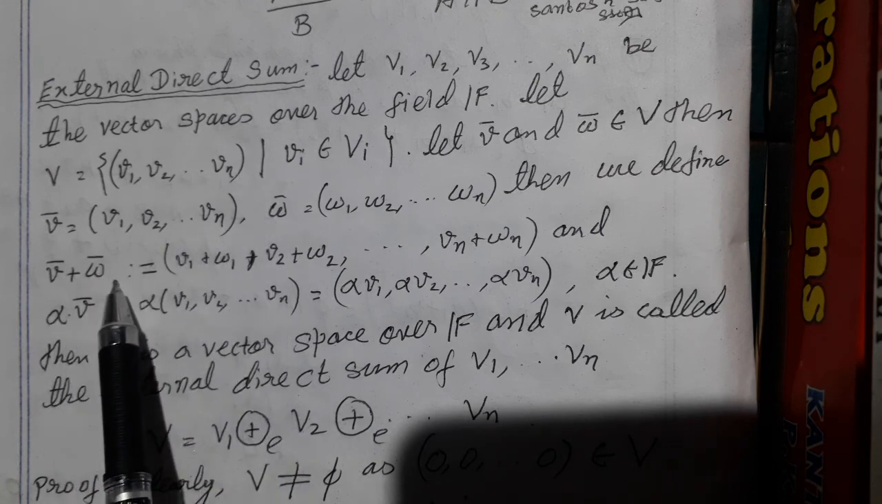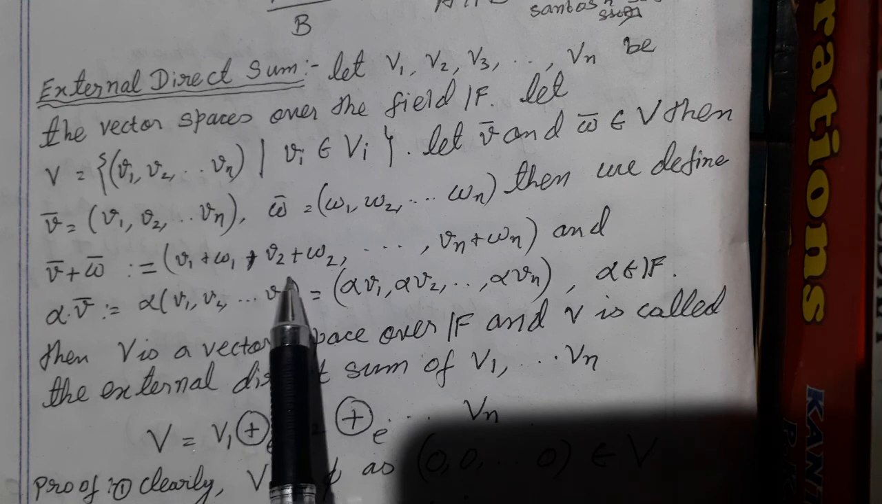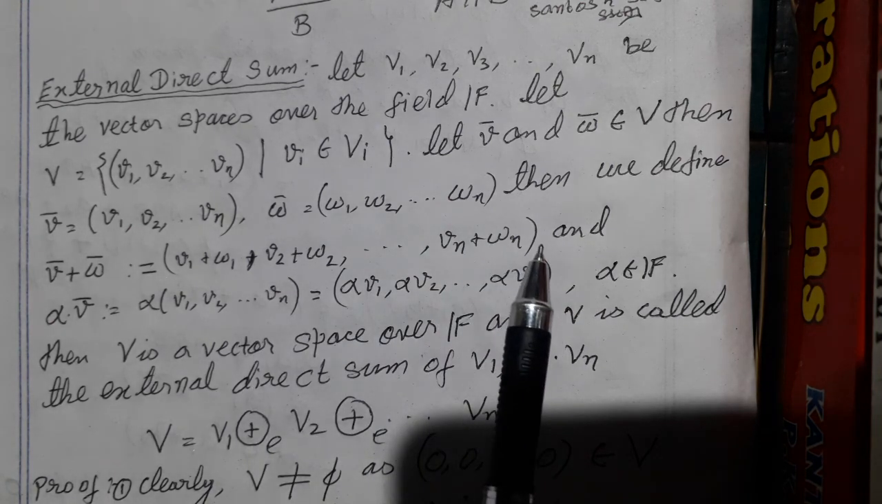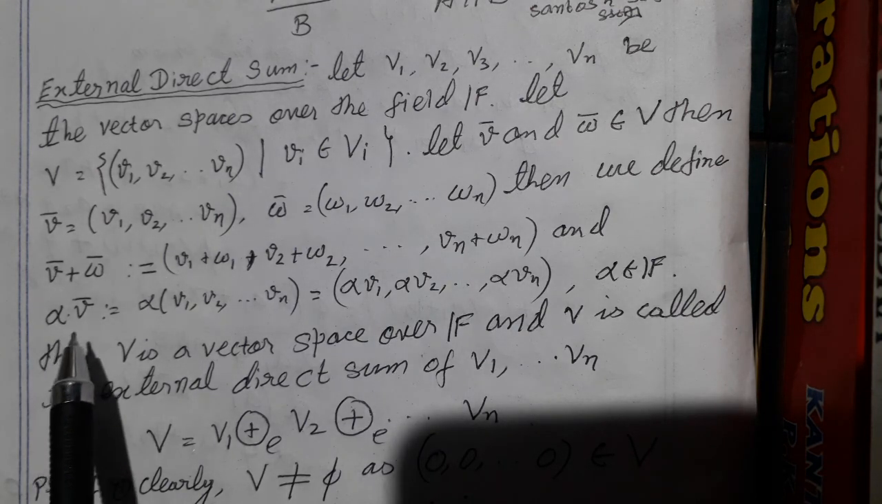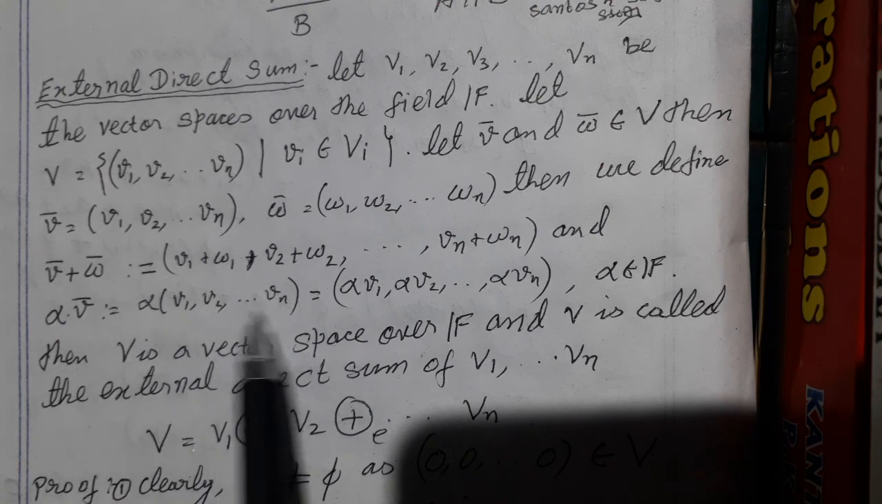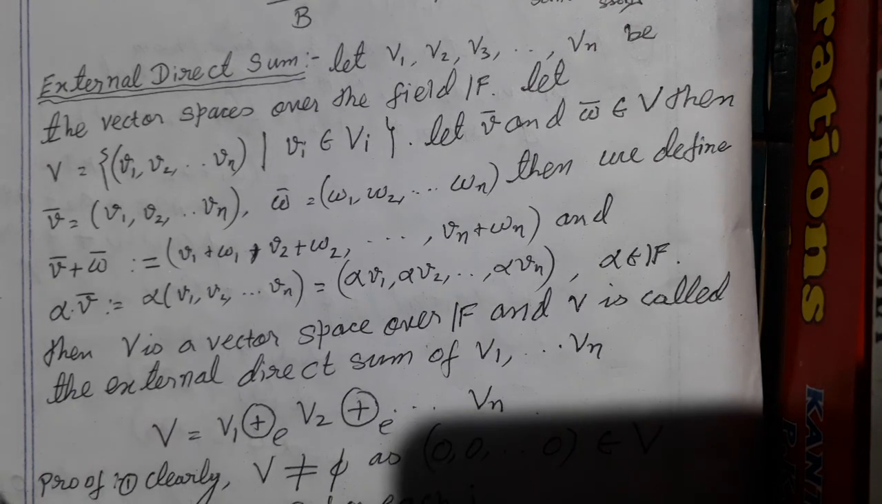So v bar plus w bar, how do we add? We add coordinate-wise: v1 plus w1, comma, v2 plus w2, and so on, vn plus wn. And we define the scalar multiplication to be alpha times the n-tuple. So you multiply each coordinate by alpha, where alpha belongs to the field.